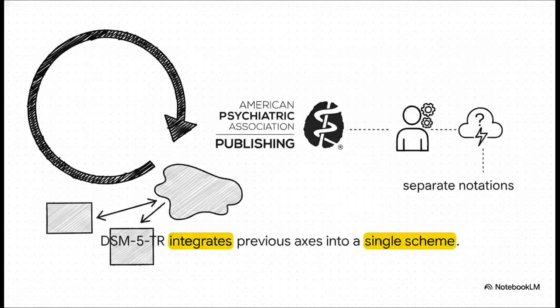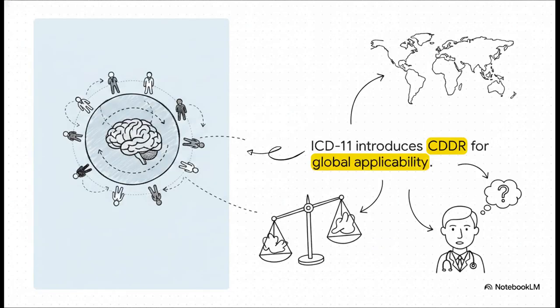Looking closely at the DSM, its 5th edition made a massive evolutionary leap. It completely dropped its old multi-axial system. So instead of splitting diagnoses across different axes, the DSM-5 integrates them into a single diagnostic scheme with separate notations for important psychosocial factors. The whole goal here was to consider an individual's functional status entirely separately from their symptom status.